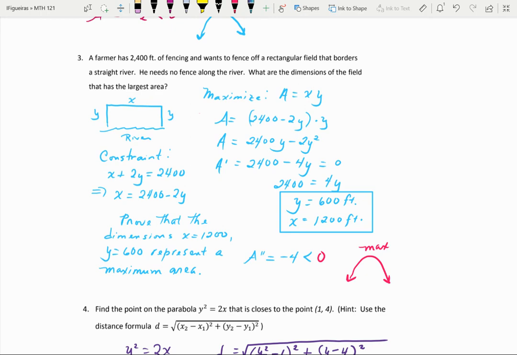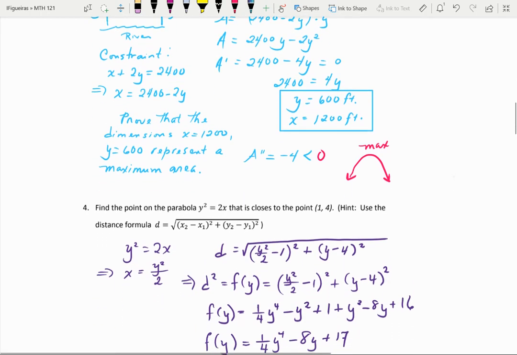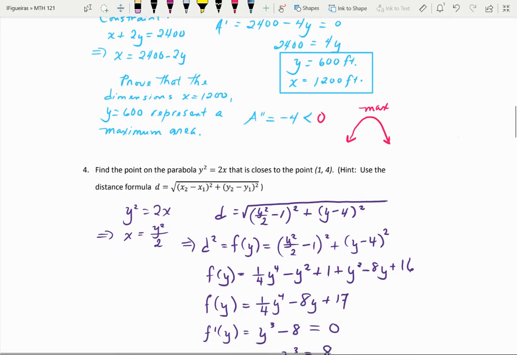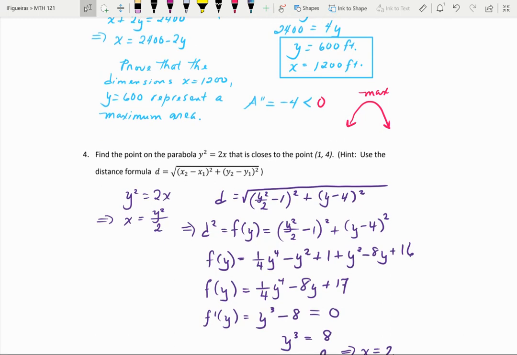Okay. So let's go on. You want to find the point on the parabola y squared equals 2x that is closest, sorry for that typo, closest to the point (1, 4). So (1, 4) is not on the parabola, so it's beyond that. It's outside of it actually.